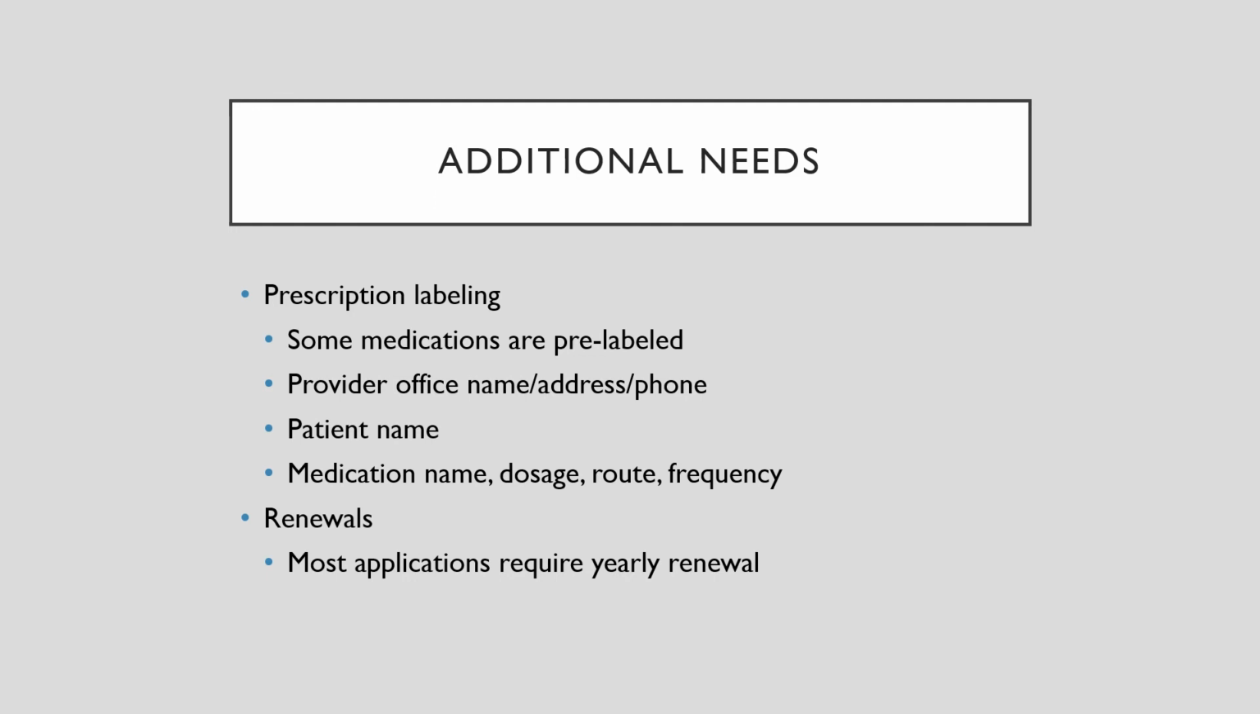Creating a prescription label does not have to be intricate, though. You only have to have the following information to meet Georgia state requirements, and this includes the name of the provider with the office name, address, and phone, the patient's name, and the name of the dispensed medication with dosage, route, and frequency. The easiest thing to do is to create a template in a Word doc or similar program with the basic information that fits on every label.